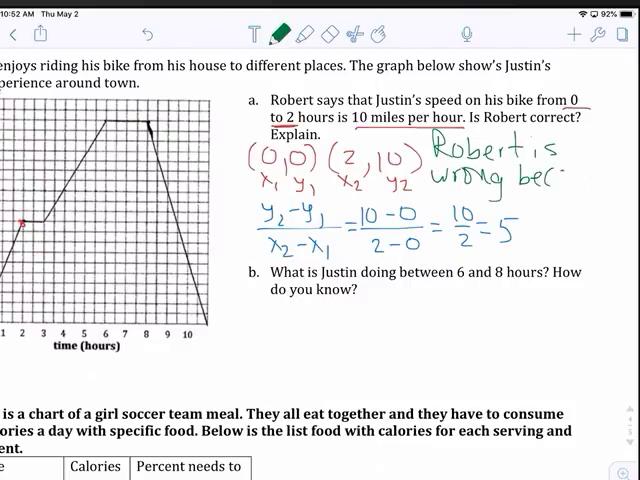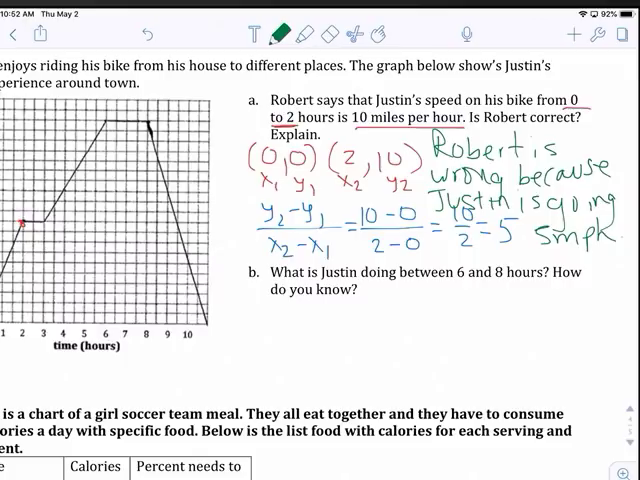Robert is wrong because Justin is going how fast? 5 miles per hour, not 10.